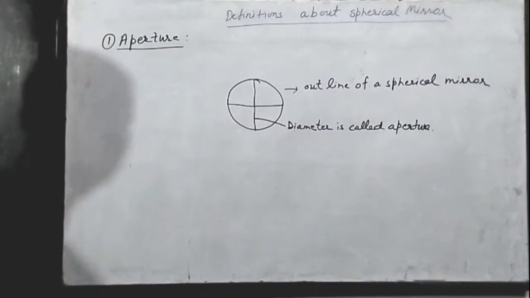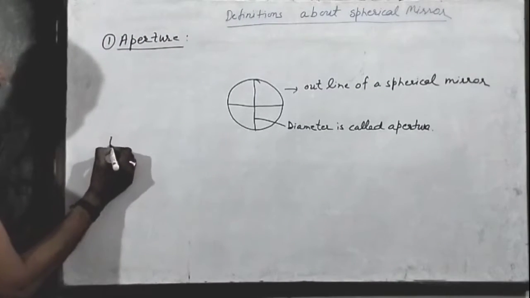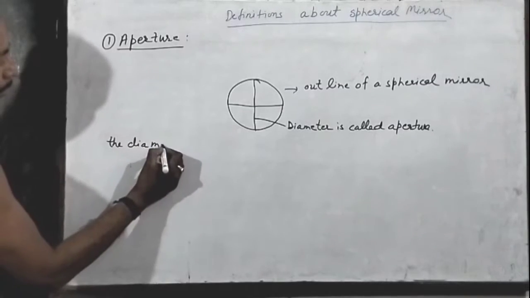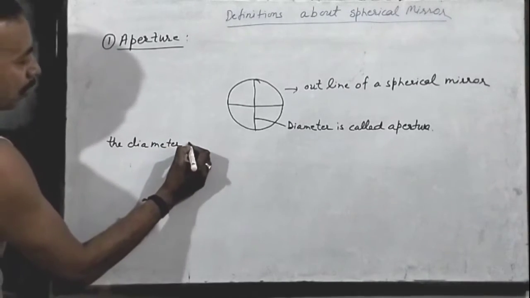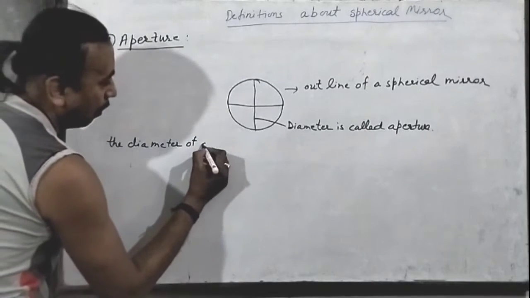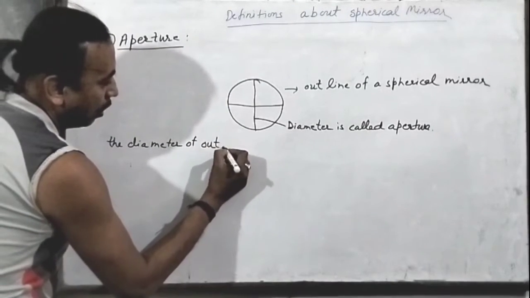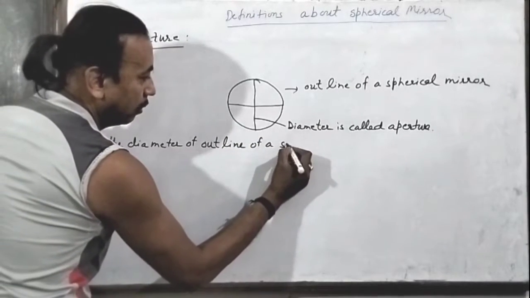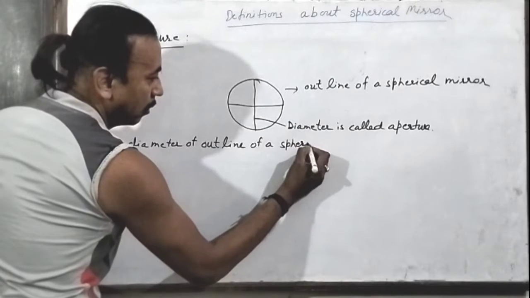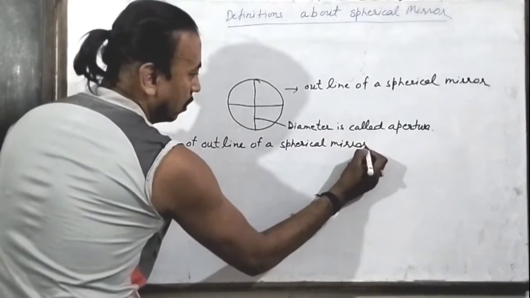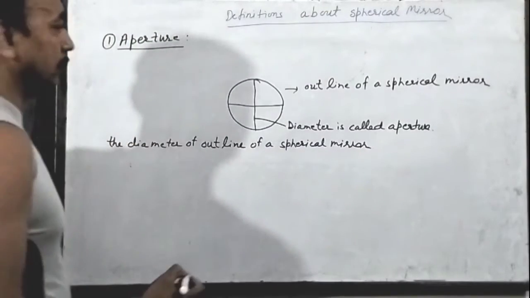What is the definition? The definition is: the diameter of the outline of a spherical mirror is called aperture.